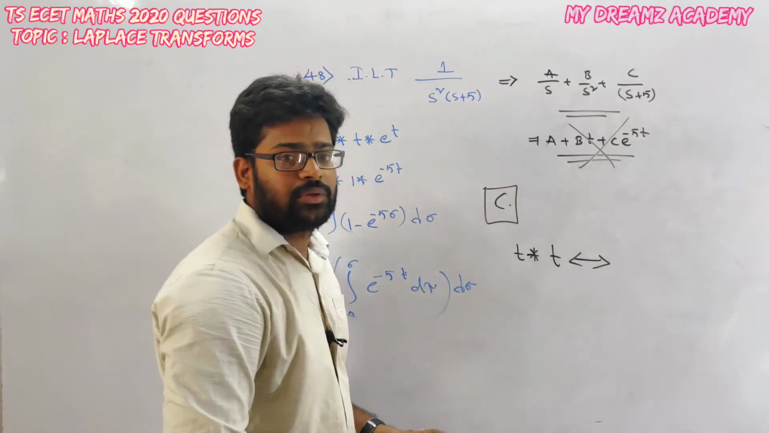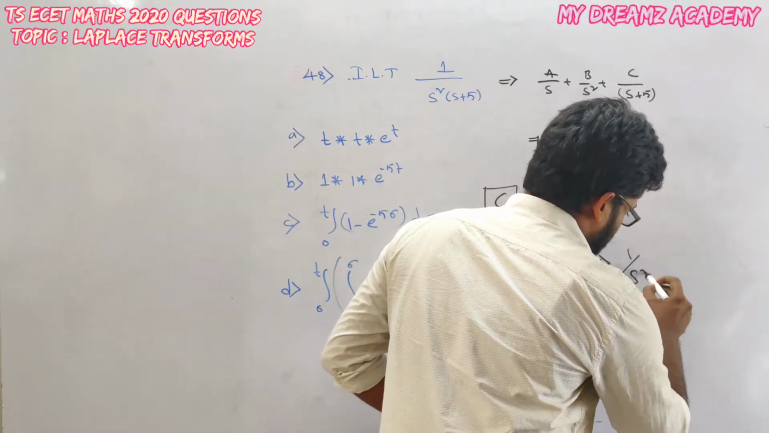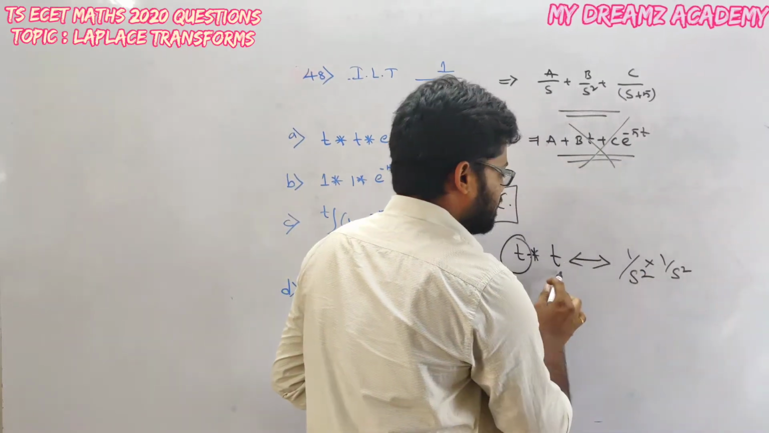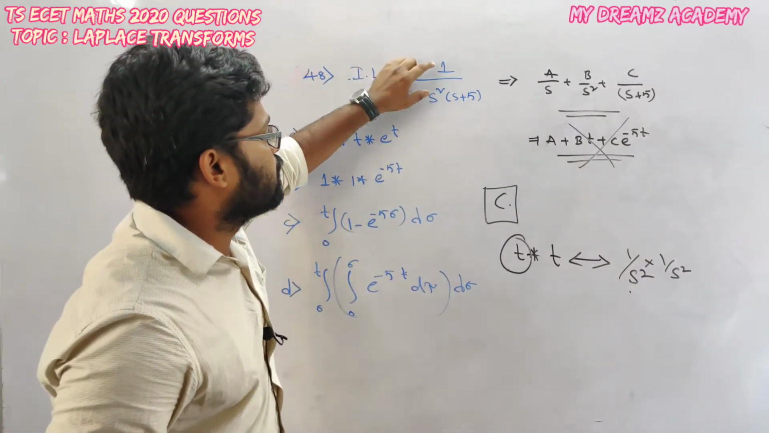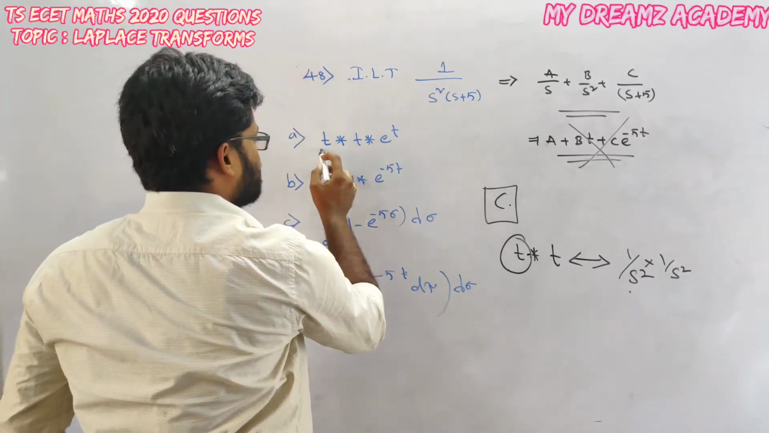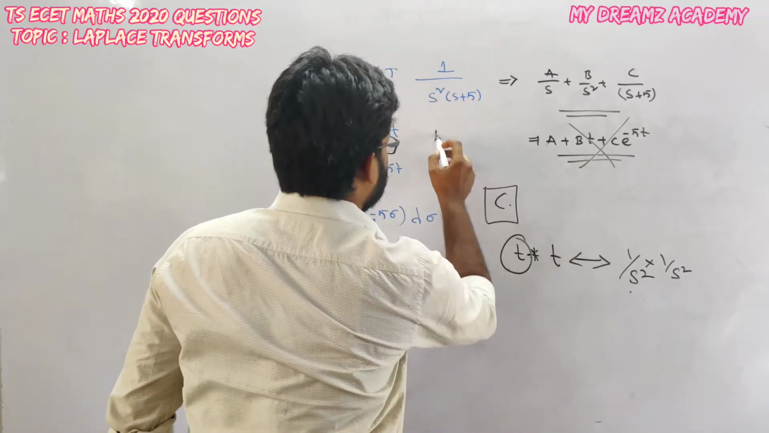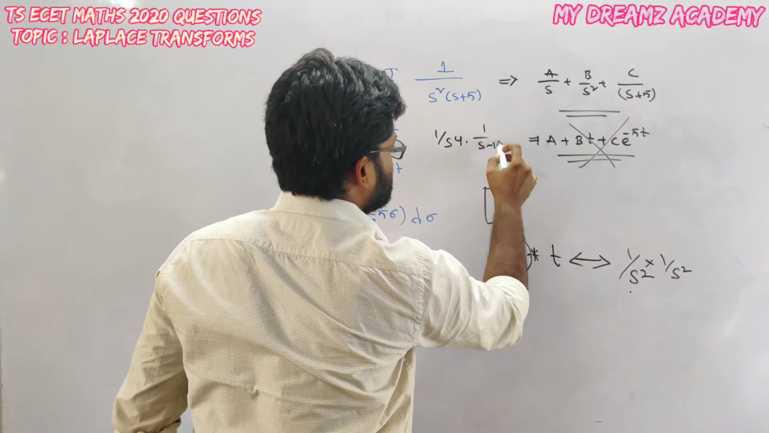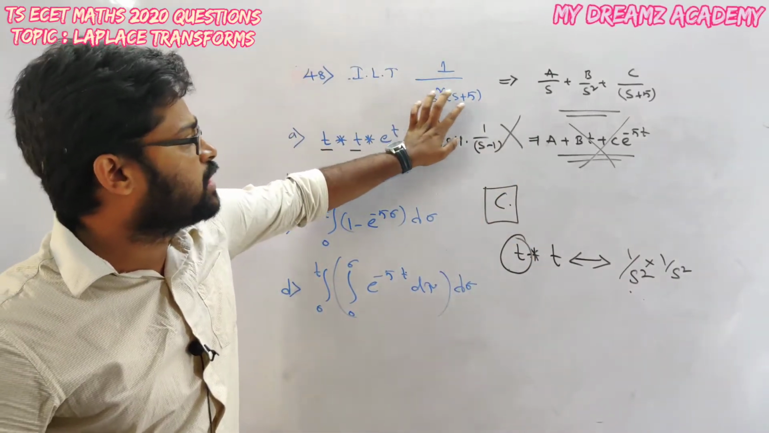Convolution of t into t, the Laplace transform of this one is 1 by s square and Laplace transform of this one is 1 by s square. The convolution of t and t will give 1 by s power 4. Like that. See the question, 1 by s square into s plus 5. Now observe the option, t convolution with t. It will give 1 by s power 4, and this one 1 by s minus 1.